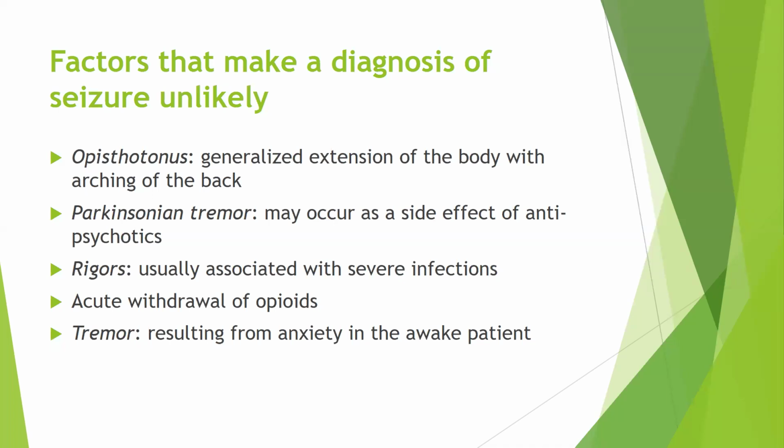Rigors, especially in patients with infection or sepsis. Acute withdrawal of opioids. A lot of times our patients are on opioid-based sedation, and when we do sedation vacation, sometimes they may exhibit some abnormal movement. We need to be aware of it. Is this a seizure or is this patient suffering from acute withdrawal? Patients who are tremoring, so to say, from anxiety. Patients who have stopped sedation and are still on the ET tube can begin to have some tremor. So these are conditions that make a diagnosis of seizure unlikely in our patient.